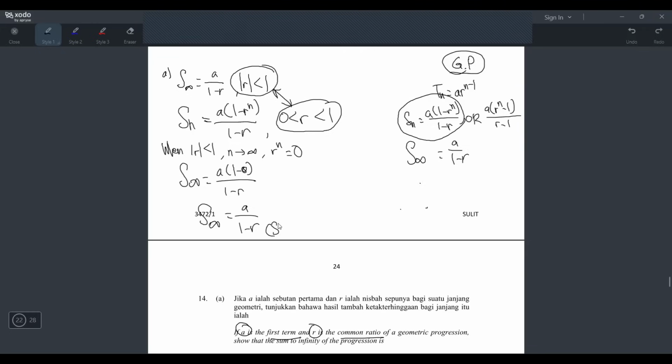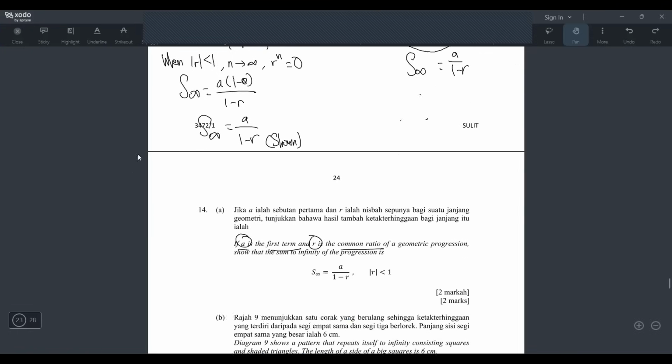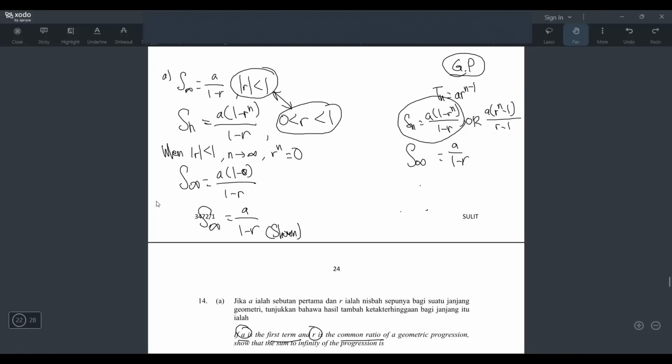Okay, and then we can write the word "shown". Or you can write "proven" also, but the question asks us to show, so I will write shown. Okay, this is how you show it. It's only 2 marks, so this is good enough.